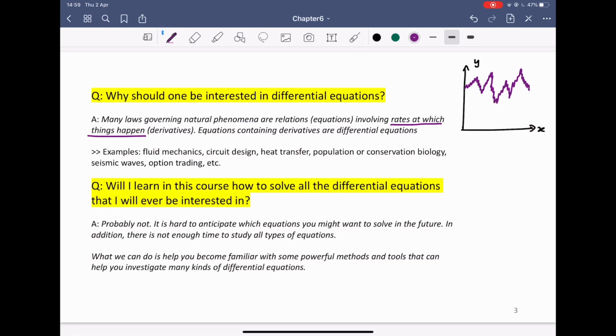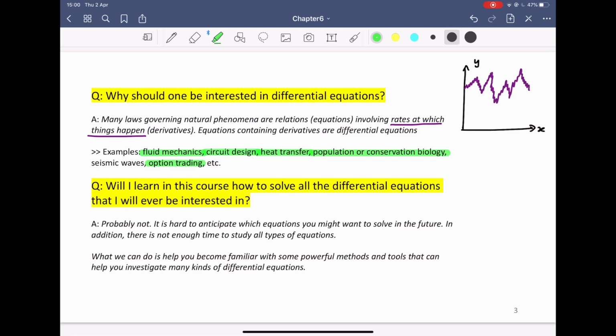There are so many fields where you're going to see differential equations. I list as examples here: fluid mechanics, circuit design, heat transfer, population biology, option trading, for example. And you have so many other fields where you can see differential equations in the future.